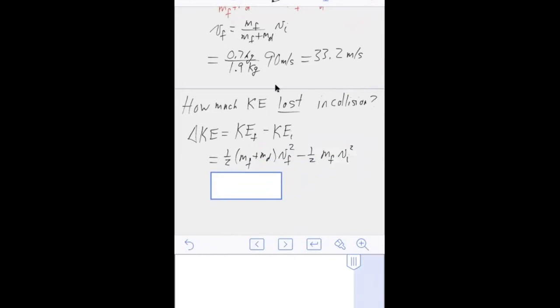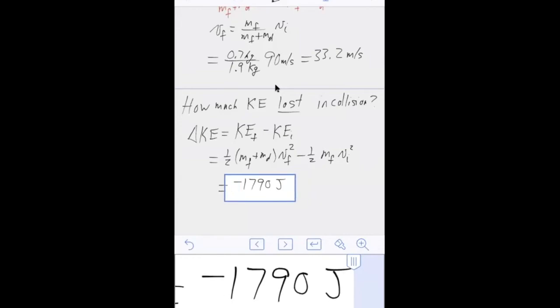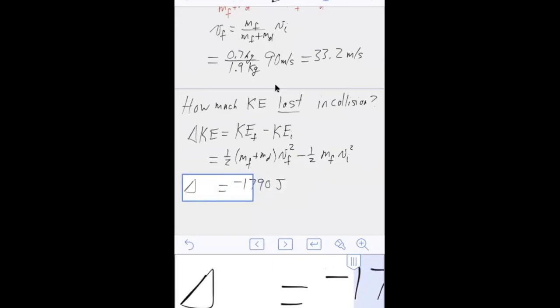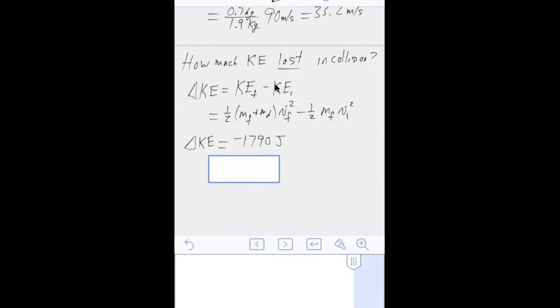All right, so plugging in the values that we just calculated for the final velocity, we get a change of negative 1,790 joules. Now I look at that number, I don't really have a lot of context for what 1,790 joules worth of kinetic energy transferred during the collision means. So I like to compare it to something that I can visualize.